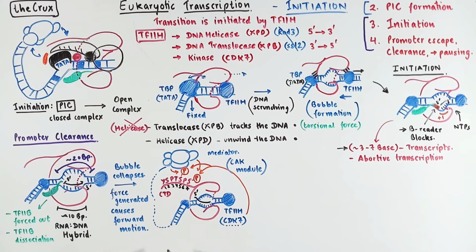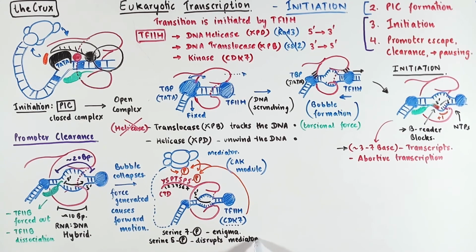Now, functionally speaking, serine 7 phosphorylation, which occurs before serine 5 phosphorylation, is sort of a mystery. We don't quite understand exactly what the function of serine 7 phosphorylation is, but we do know that it is required for serine 5 phosphorylation to begin. And now, serine 5 phosphorylation is the important one, which is involved in promoter clearance, because it breaks the interaction between RNA polymerase and the mediator complex on the enhancer.